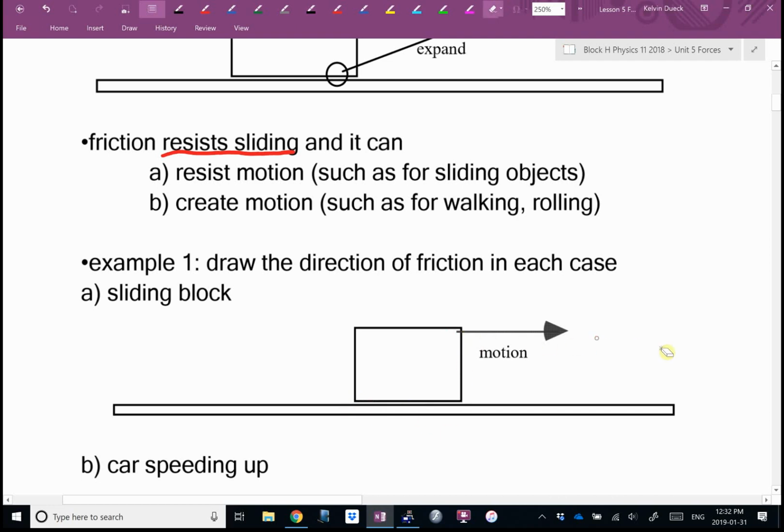If we were sliding this object to the right, which way would I feel friction resisting me? Yes.